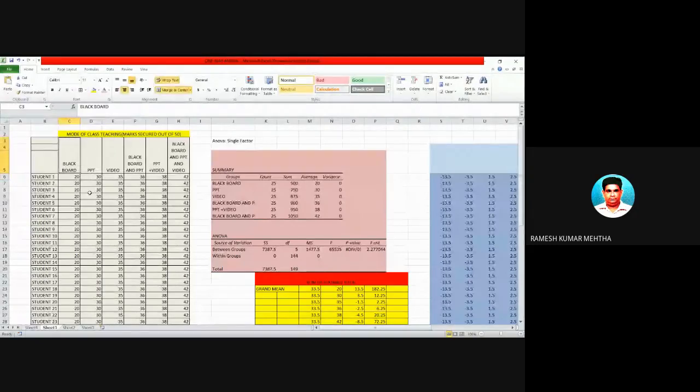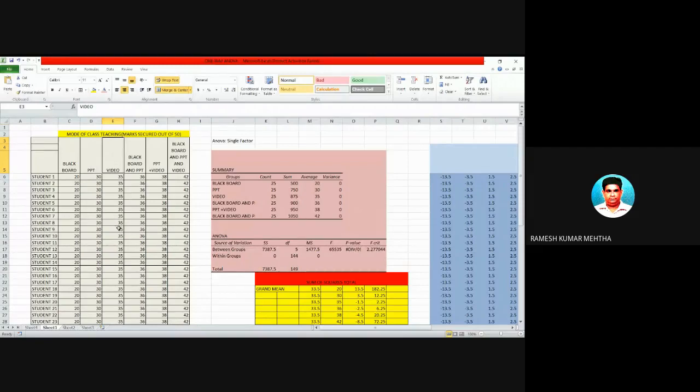Now, in the subsequent third situation, they have used videos which were shown in the classroom. They showed videos pertaining to the subject, and subsequently they conducted an exam on the same subject. The students got 35 marks each, all the students from roll number 1 to roll number 25.